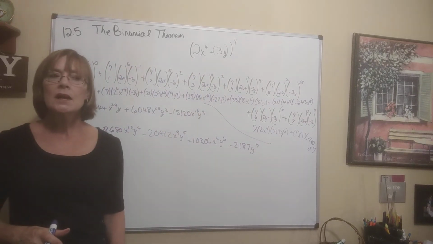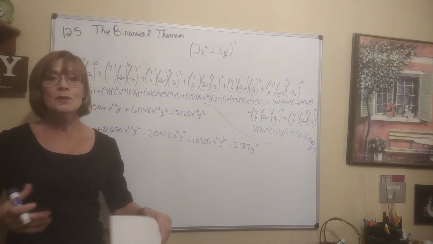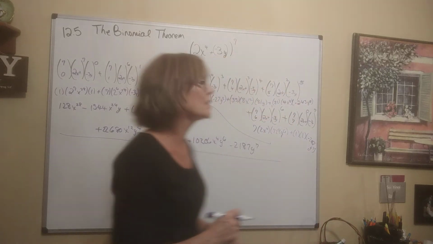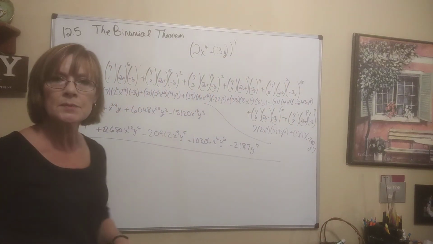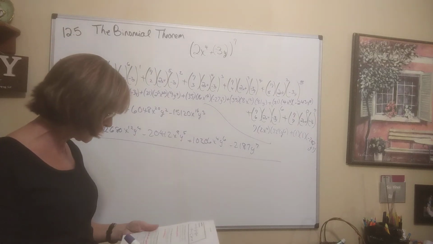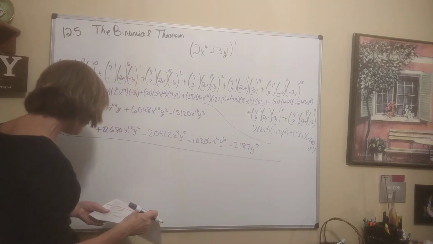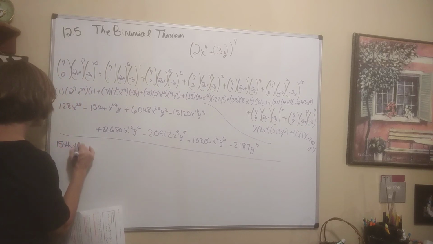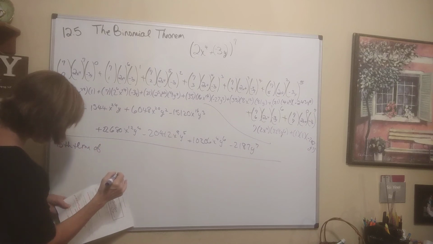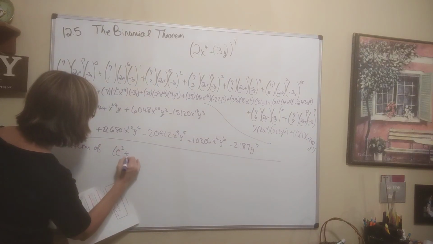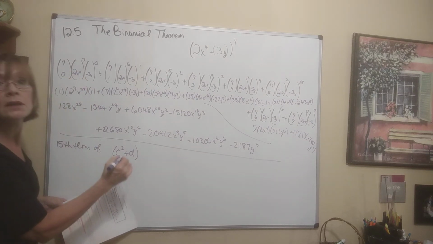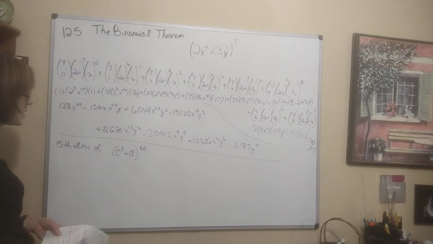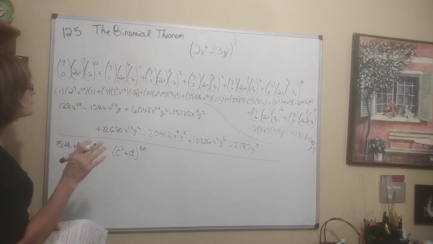So, that might have seemed like a lot of work, but it's not in comparison to having to multiply that guy together 7 times. Lastly, I'm going to show you how to just find something in the middle. To find a term in the middle of some big expansion, we pick up on patterns. Number 8, find the 15th term of c cubed plus d to the 20th. It's not that hard to do, but we do need to pick up on the pattern.